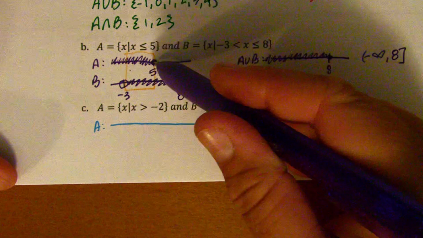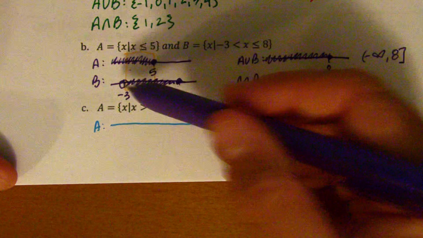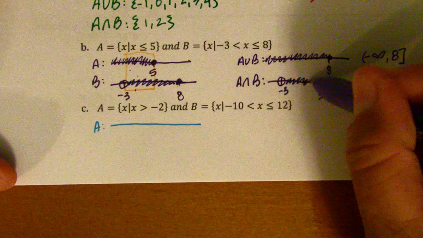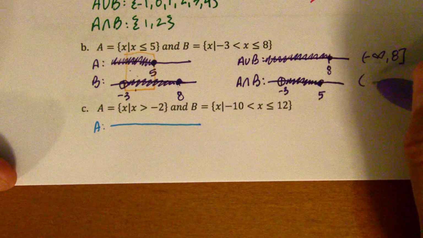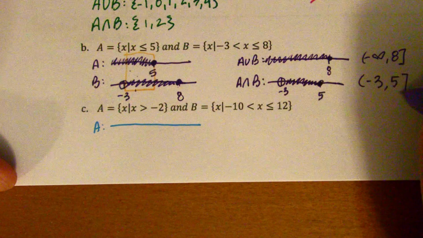And 5, it's shaded on both of them, so I'll use a closed dot. 3 is not shaded on both of them, so it'll be an open dot, and then it's everywhere between. So that would be the intersection of those two sets. That would be a parenthesis at -3 and a closed dot here on 5, so a bracket.